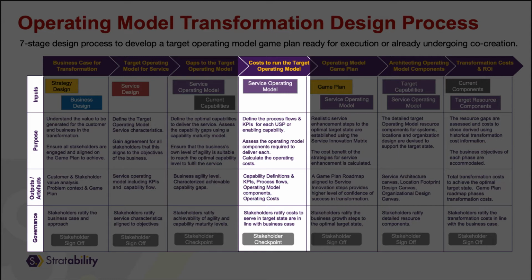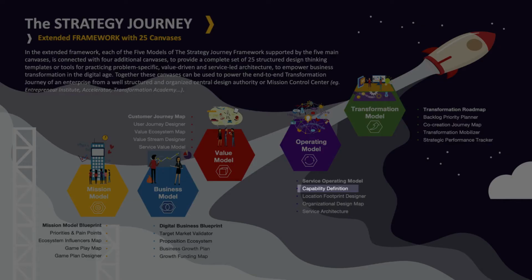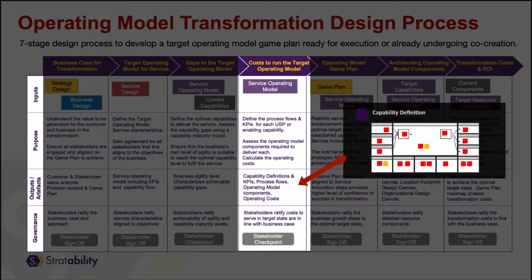You'll define the relevant process flows and the KPIs for each unique service proposition or enabling capability in this target operating model. And you'll start to assess the operating model components in people, processes, data, and technology systems by location to deliver each capability, using the capability definition canvas in the extended strategy journey framework. And more importantly, you'll be calculating the operating costs. And so your outputs or artifacts include the capability definitions with their KPIs, process flows, operating model components, and operating costs.